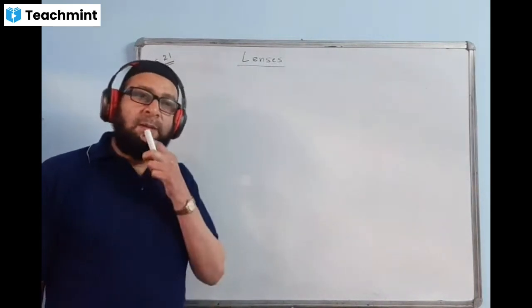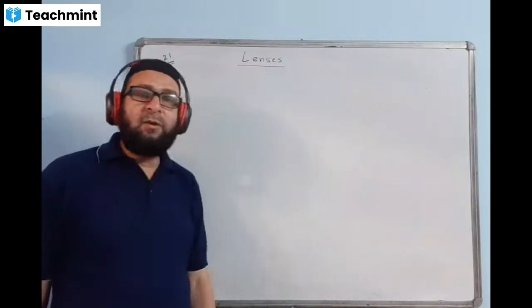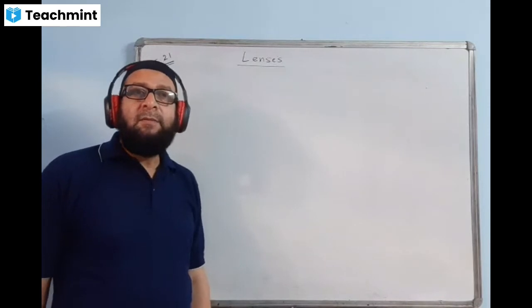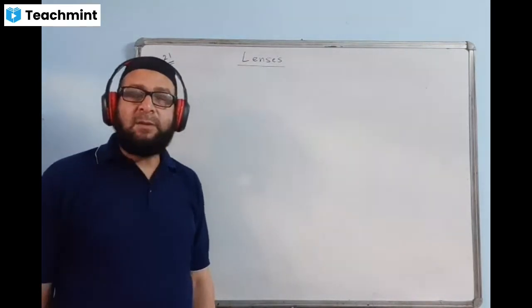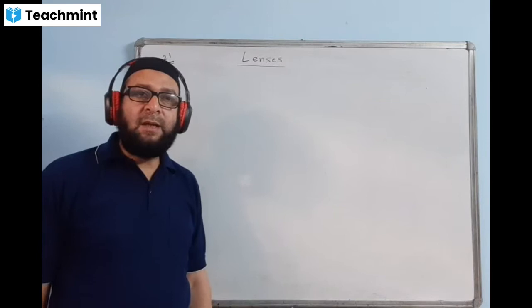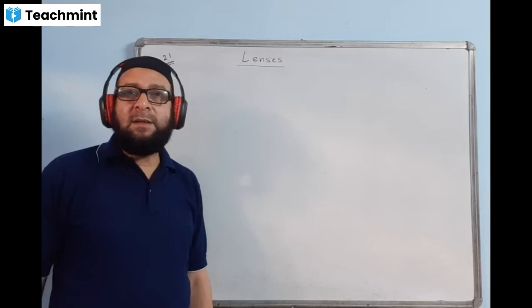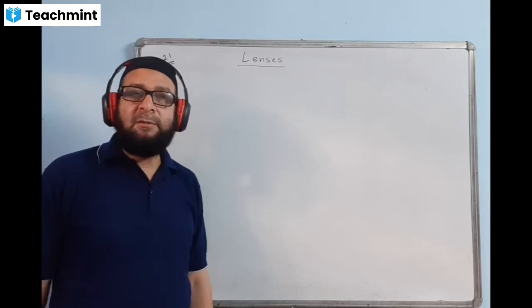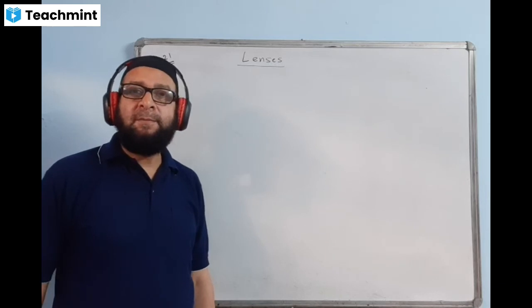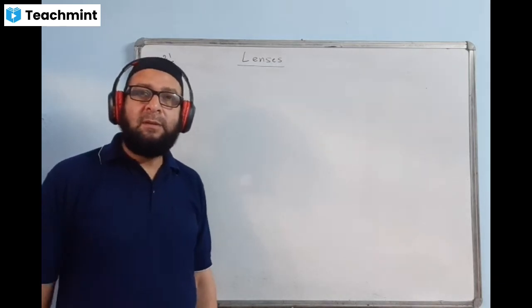So the definition probably will not come at the ICSE level. We have two types of lenses in the syllabus. One is convex and one is concave. In any kind of lens, the image is formed due to refraction. But in a mirror, the image is formed due to reflection. That is a basic difference.